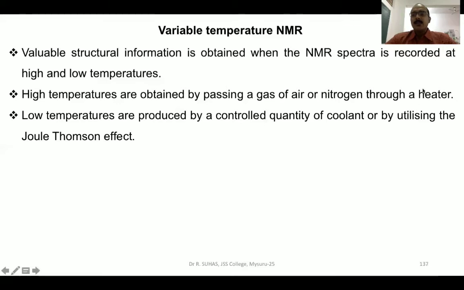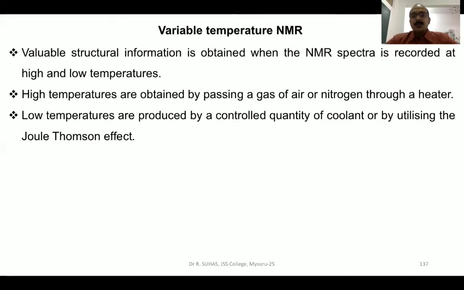Next, we will go for another important topic in 1H NMR spectroscopy or C13 NMR spectroscopy, that is variable temperature NMR. So as the name itself is telling, variable means we are changing. So constant, opposite of constant is variable. Constant is the one which does not change. Variable is the one which keeps on changing. So it is variable temperature NMR. That means whenever you want to run an NMR, you can change the temperature.